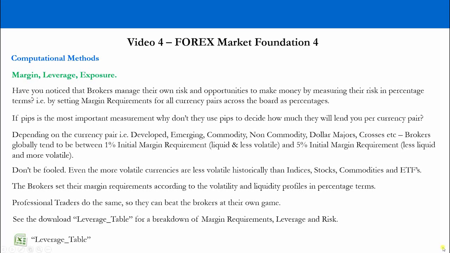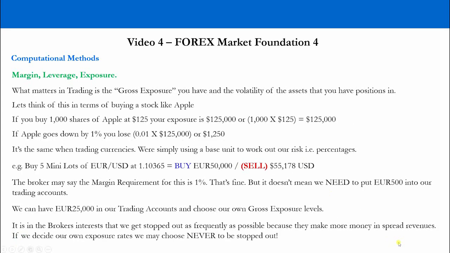Now, what really matters in trading is not how much leverage you can actually get or what the margin requirement is. What really matters is what your gross exposure is. That's your real risk. That's how professional traders calculate their risk. The first thing they look at is their gross exposure and the volatility of the asset that you have a position in, or assets that you have positions in. So let's think of this in terms of buying a stock like Apple. It's a lot easier to understand with stocks.